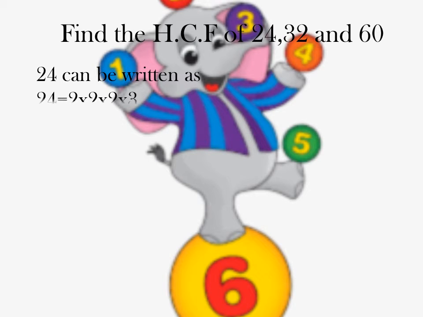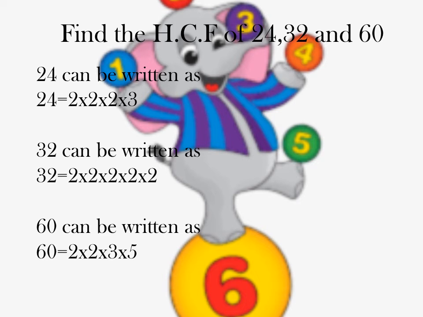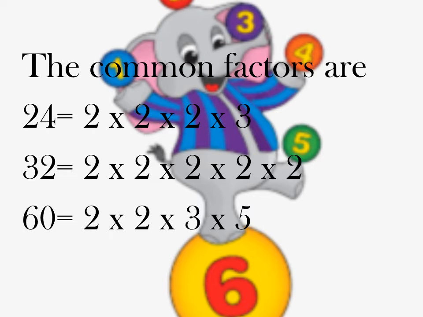24 can be written as 2 times 2 times 2 times 3. Similarly, 32 can be written as 2 times 2 times 2 times 2 times 2. That means 5 times 2. And 60 can be written as 2 times 2 times 3 times 5. So we have broken down all the numbers into their prime factors, and this is how it has been written. So if we write down the common factors of 24, 32, and 60, this is how it actually looks. We actually write it in this form. And let's mark down the common factors of all these numbers.